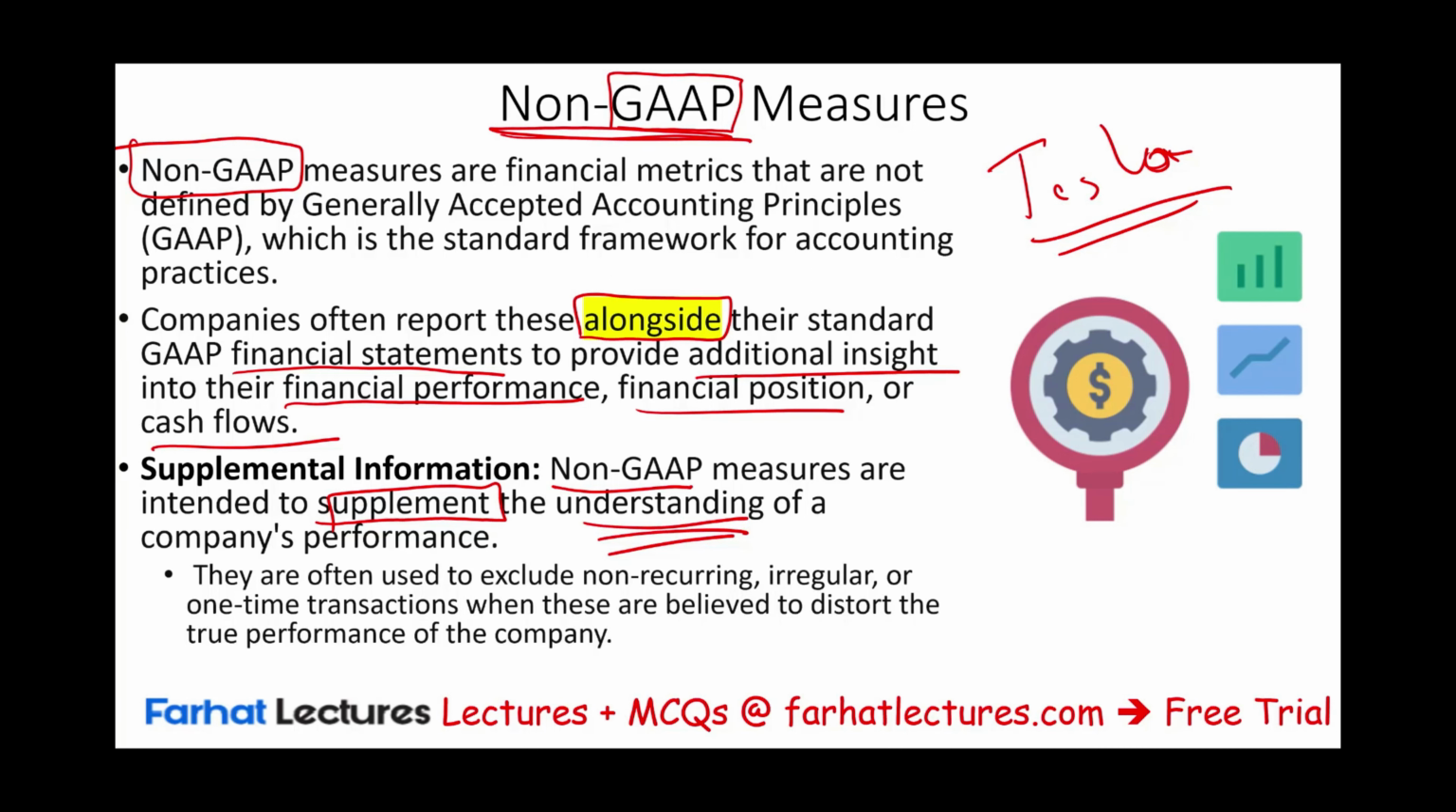They are often used by excluding non-recurring, irregular, or one-time transactions when these are believed to distort the true performance of the company. So if we take those things out, those one-time things, could be a corporate reorganization, it could be a major lawsuit or environmental cleanup, or a one-time expense. If we take them out, our position would look like this. Okay, this is what we're trying to say. Basically, we're trying to make ourselves look better, or give the users a different perspective of things, because GAAP is really, in quotes, penalizing us.